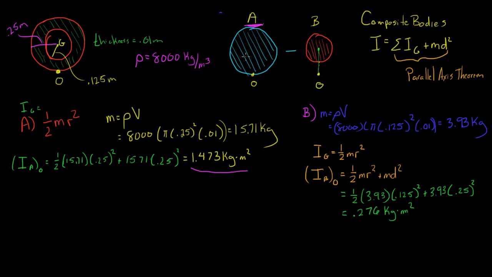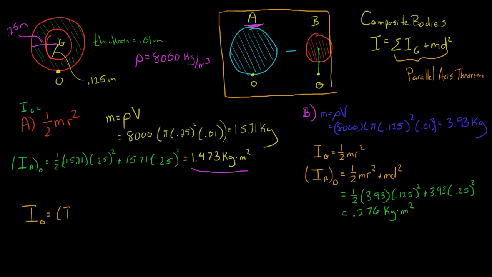Okay, so now we go back to this composite body we were looking at, and we say it's the moment of inertia of A minus the moment of inertia of B. So our final moment of inertia about point O is going to be equal to the moment of inertia of A about O minus the moment of inertia of B about O. So this is going to be equal to 1.473 minus 0.276, and this is equal to a moment of inertia of 1.20 kilogram meter squared.